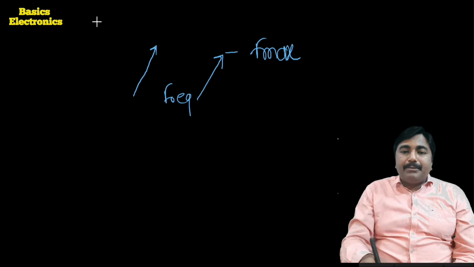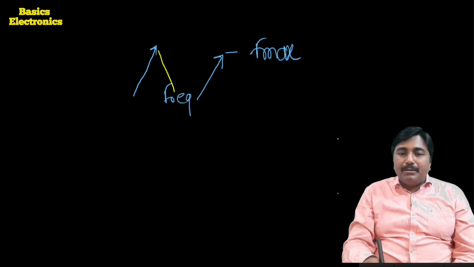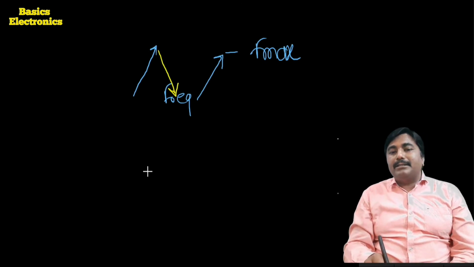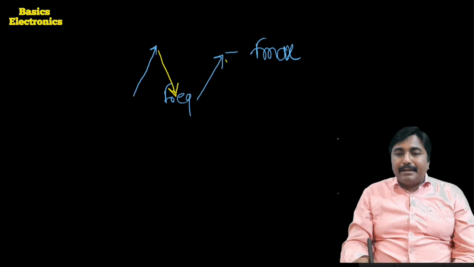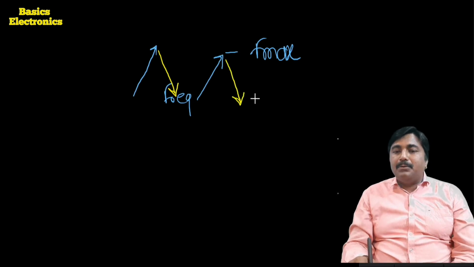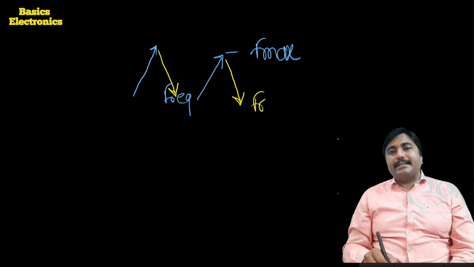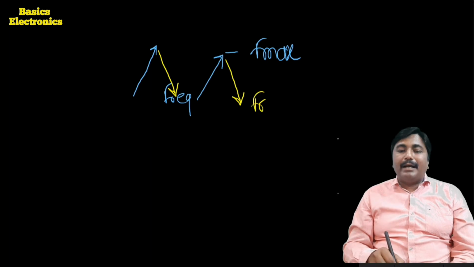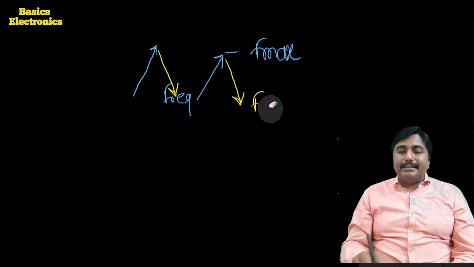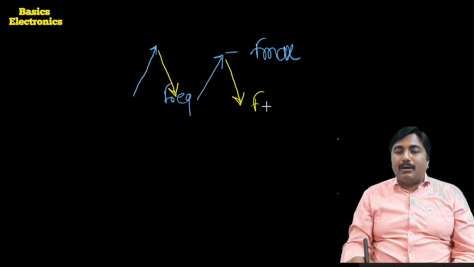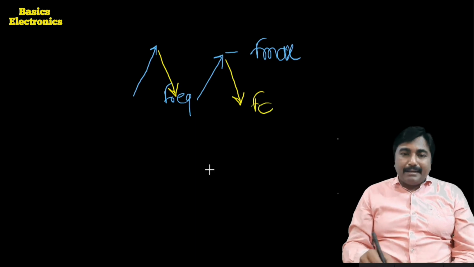Now the amplitude is decreasing from its maximum value towards zero, then the frequency is also decreasing to its original frequency. That original frequency we call the center frequency. That frequency we call the resting frequency. That frequency we also call the carrier frequency.